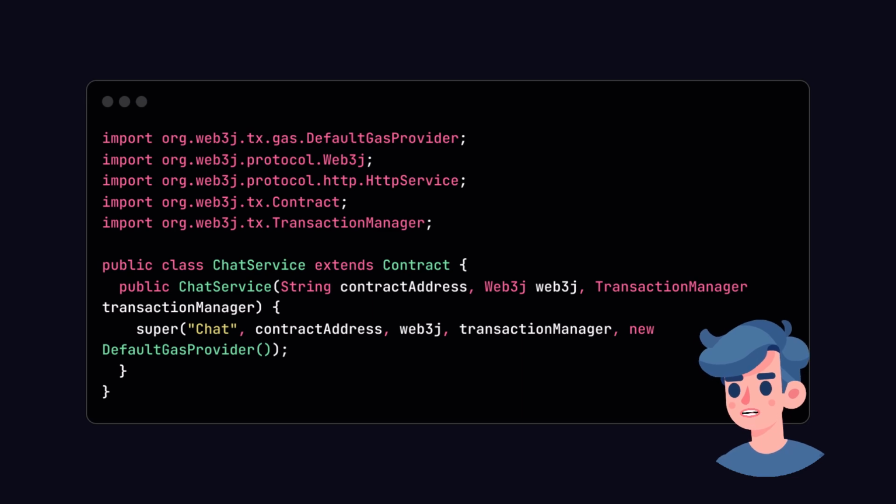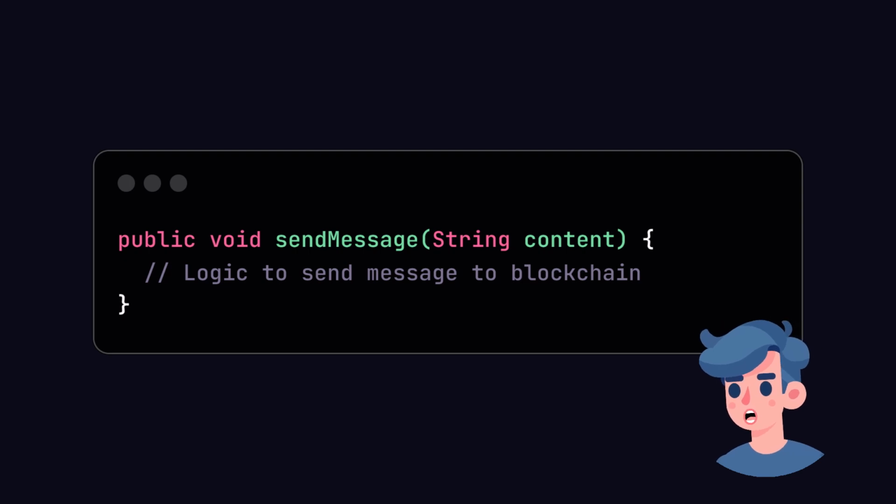With our smart contract deployed, we can now interface with it using Java. Let's create a Java class that will handle our interactions with the Ethereum blockchain. Create a new file named chatservice.java. Next, we will create methods to send and receive messages in chatservice.java. Let's add a method to send messages to the blockchain.